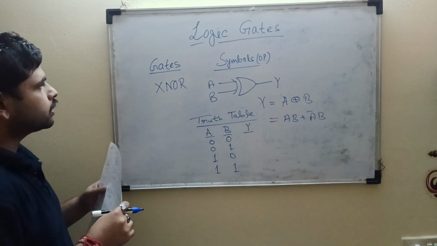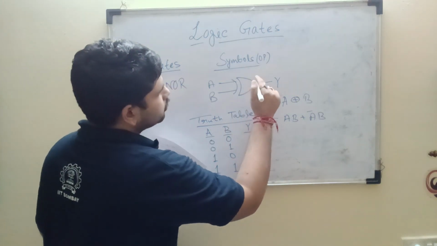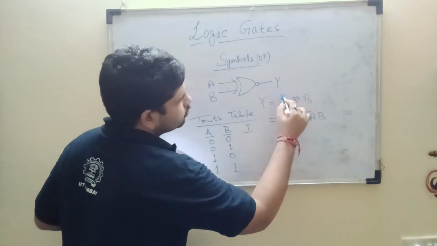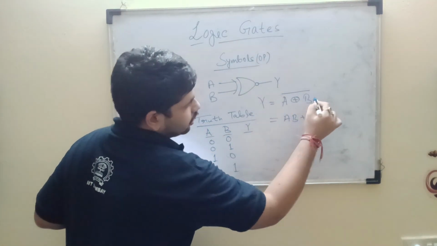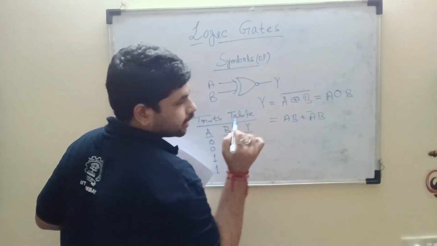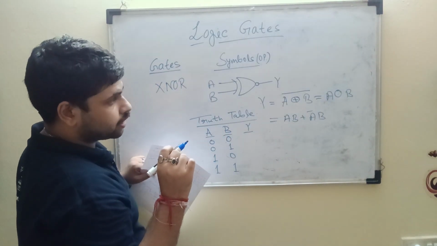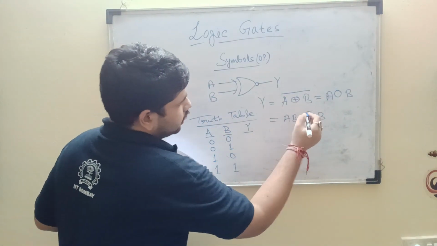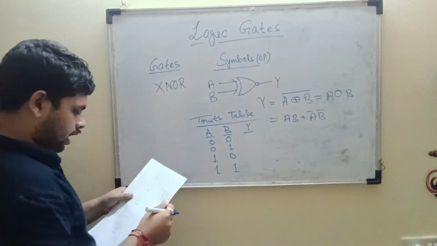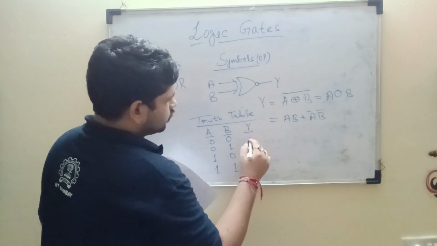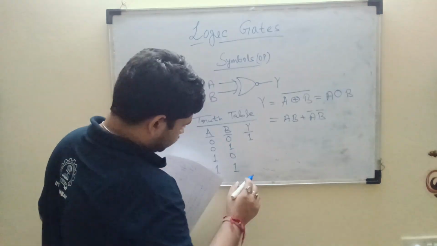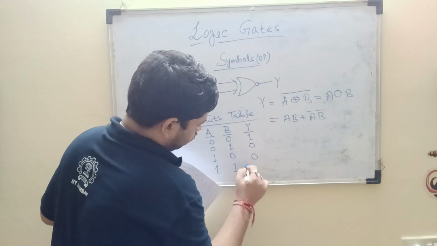So for the final gate, the XNOR gate, the symbol will be just like this, with a bubble added, and the operation will be the bar of the XOR, and it will give another operation, A vector product B. This will be written as AB plus A bar B bar, and its truth table will be 0 0 is 1, 0 1 is 0, 1 0 is 0, 1 1 is 1.